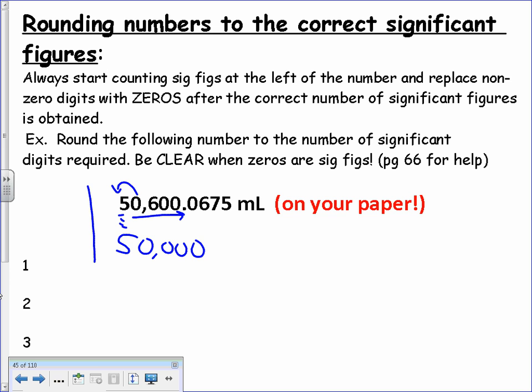Okay, so start counting sig figs from the left. Take the number of digits that you require. So I've got like 1 through 8 down here. And then the rest must be zeros. Now, sometimes we might have to change the way we write the number to meet the sig fig requirement. So let's look at another one.